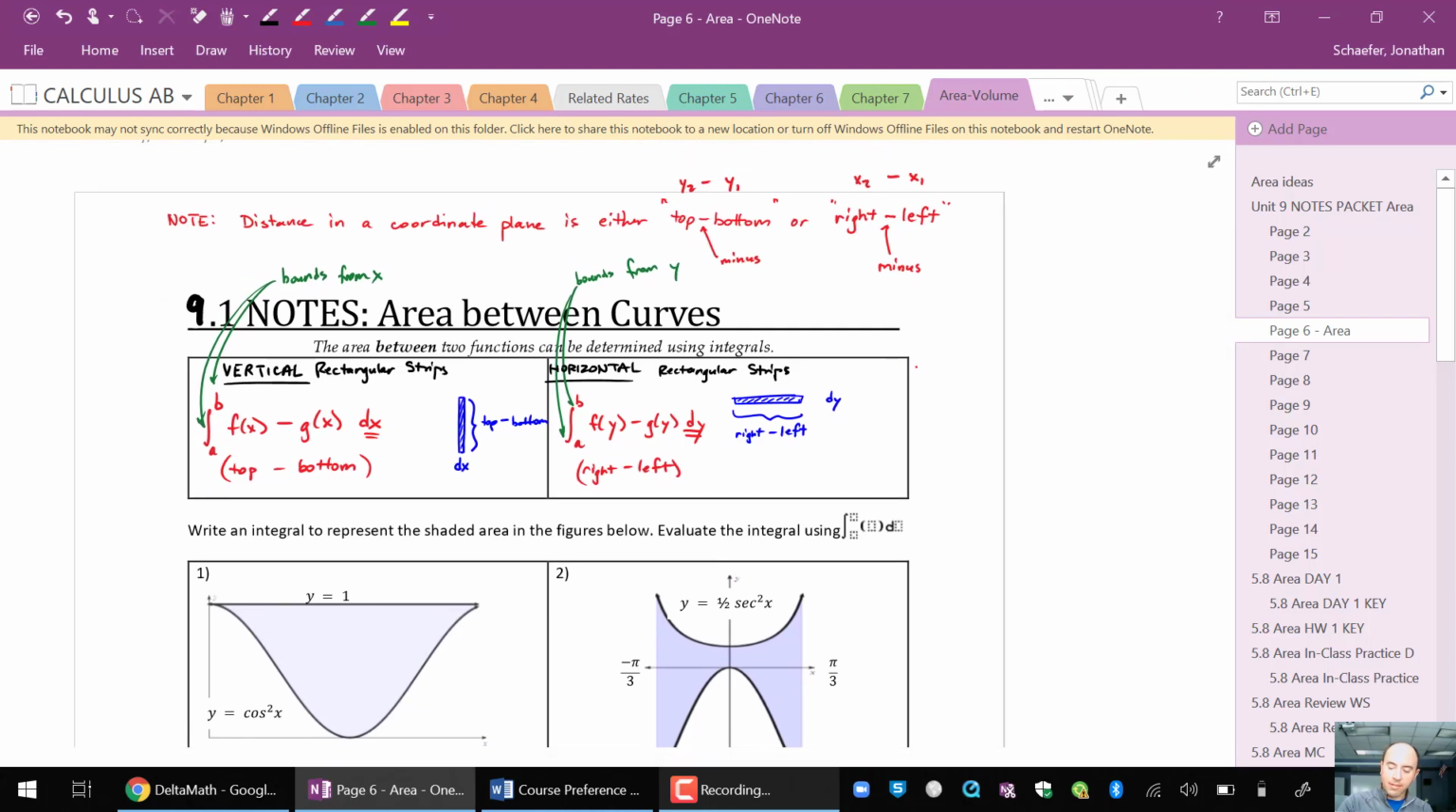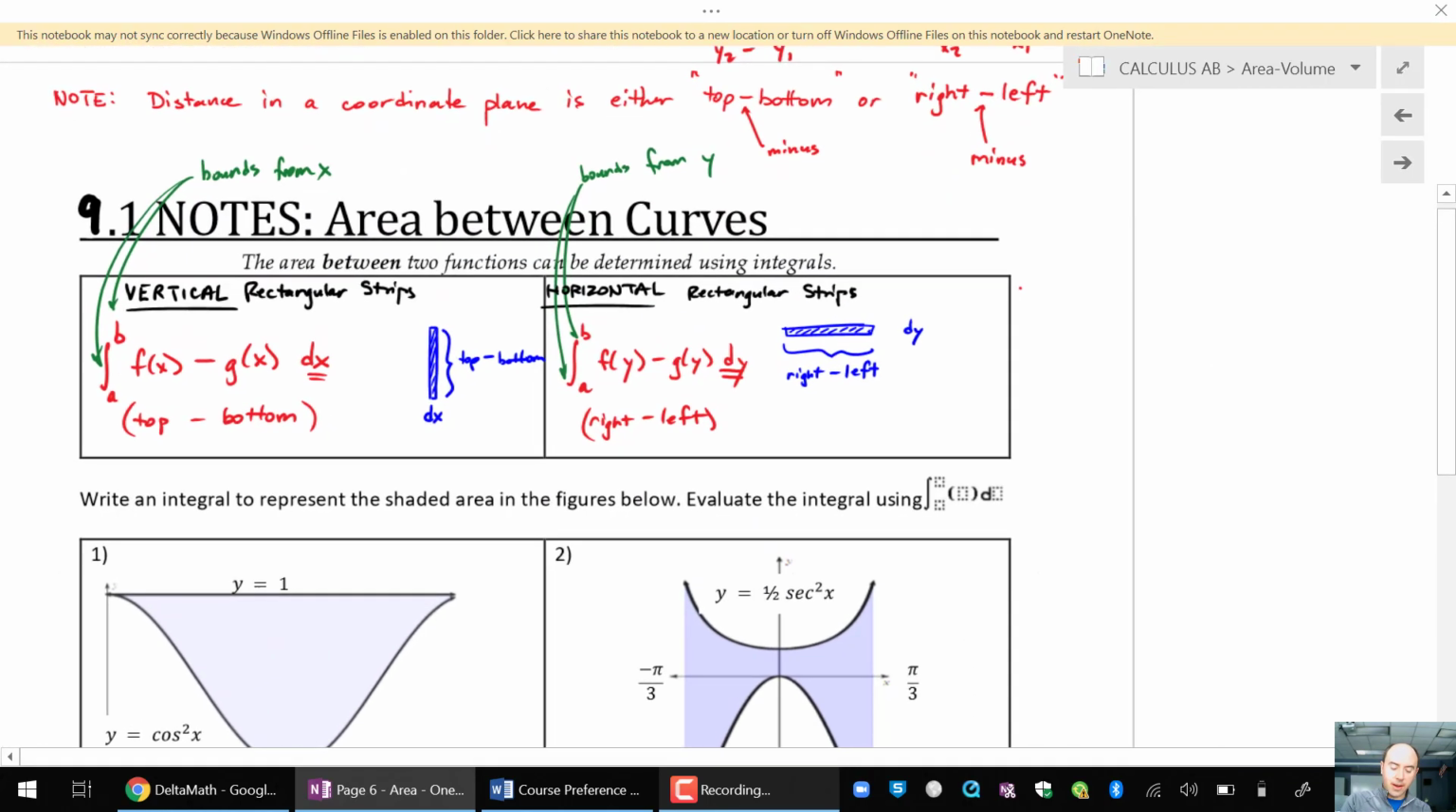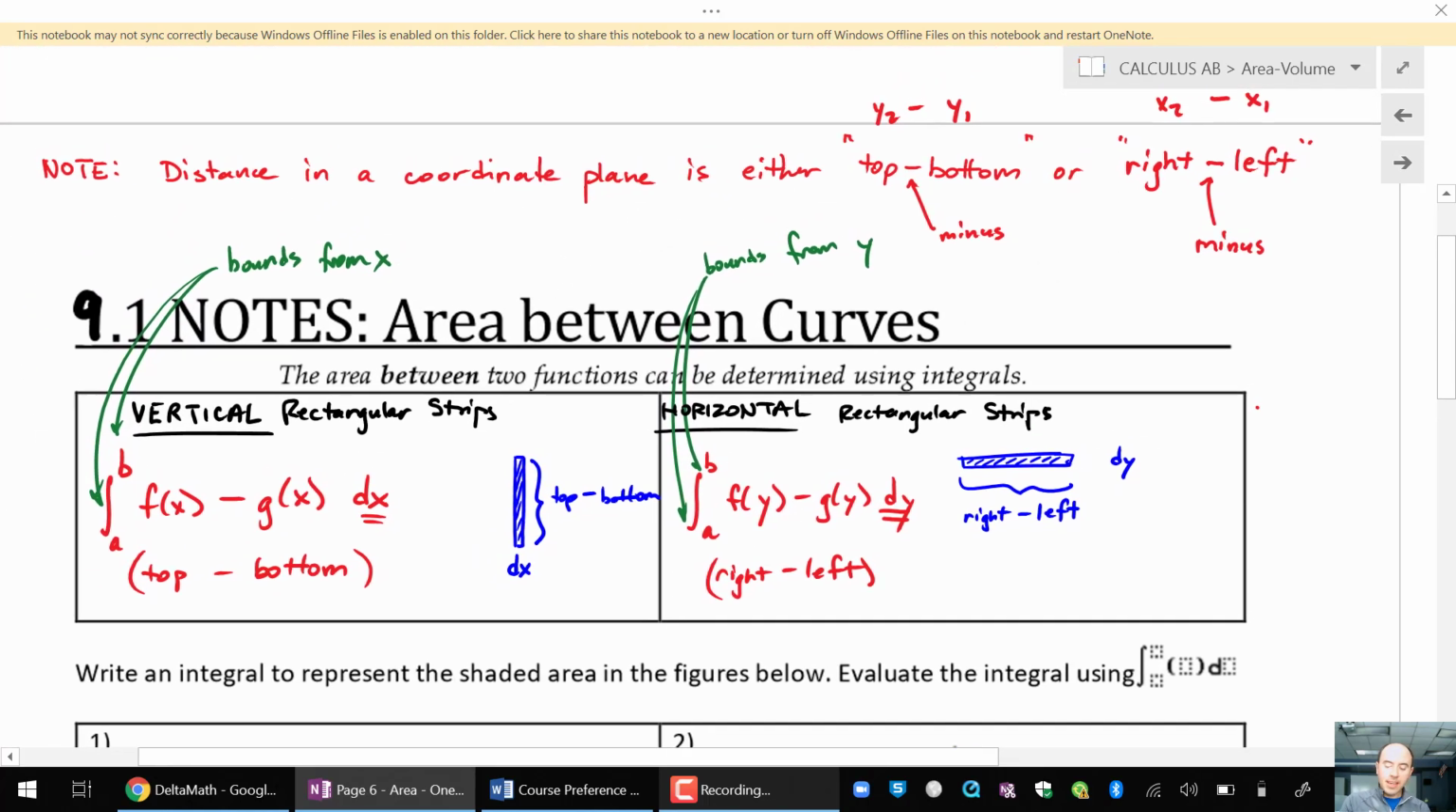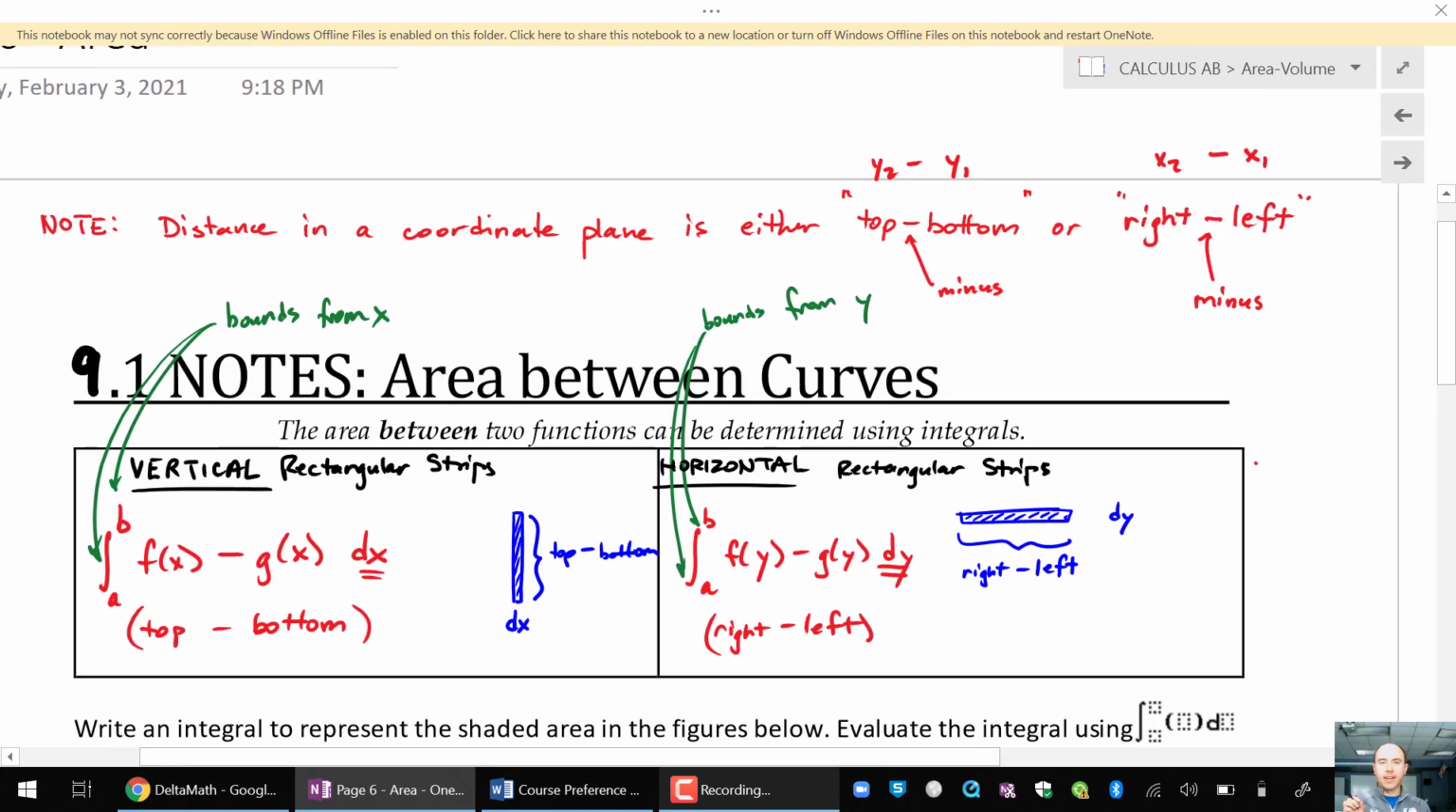So here's a page of notes that I wanted to share with you today in this video. To begin with, I want you to notice something about the coordinate plane. We have to be able to find distance in the coordinate plane. So if we're talking about vertical distance, then that would be the top minus bottom, or the change in the y dimension. A y coordinate minus another y coordinate would give me vertical distance. If I'm talking about horizontal distance on the coordinate plane, that would be right minus left, an x2 minus x1, right minus left position. So that's how we find horizontal and vertical distance in the coordinate plane.